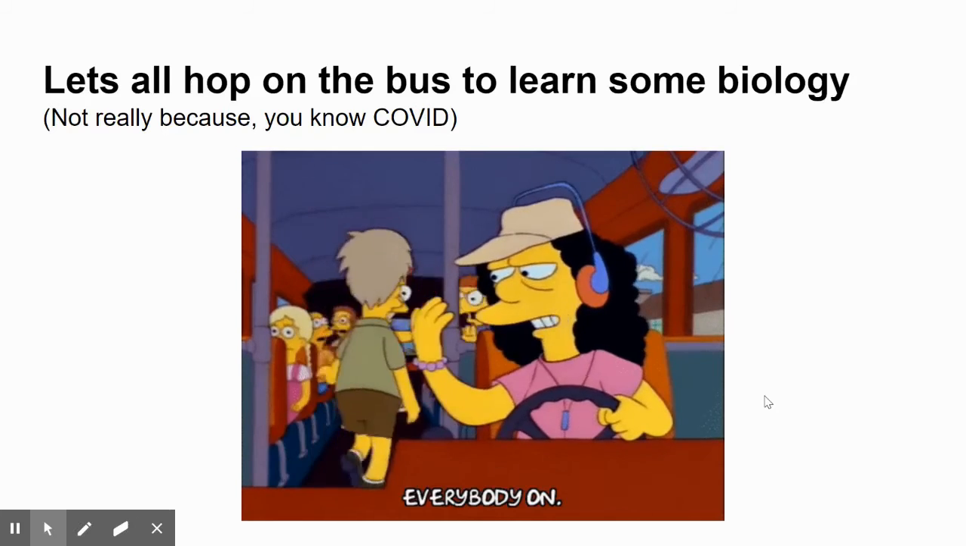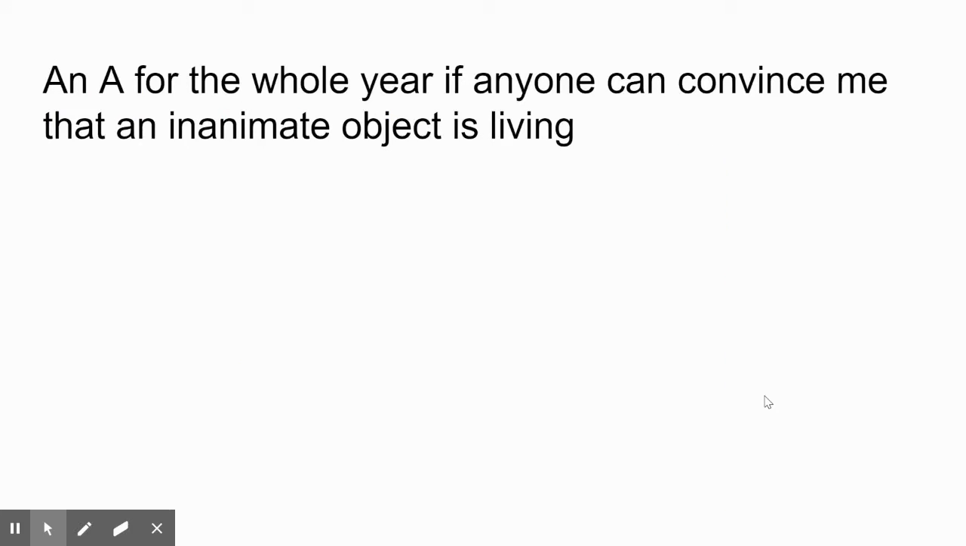So that is it. There is an extra credit question to anyone who's able to do it, but you'll get an A for the whole year or the semester, however long I have you, if you can convince me that an inanimate object is living. So you need to follow it up with proof, some facts, and you have to be very convincing. You have to convince me an inanimate object could be considered living. That's an extra credit question. You don't have to do it if you don't want to, but if you want to go for it, go for it.